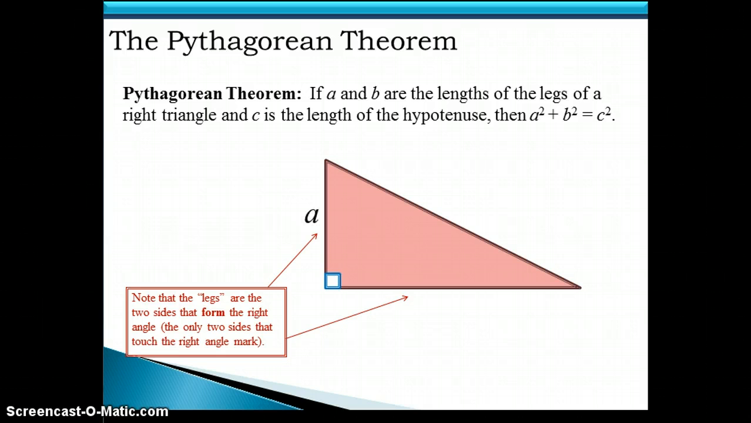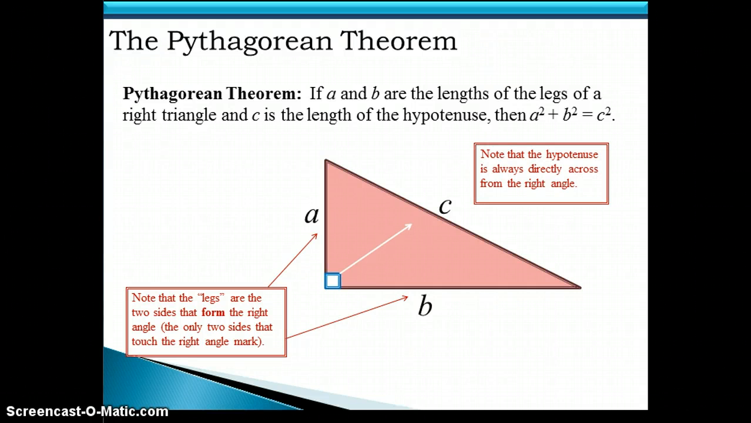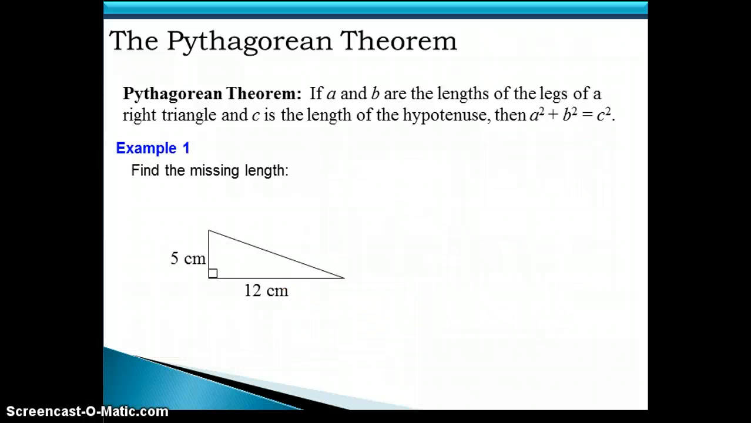So we could call the length of one of those legs A and the length of the other leg B. That makes our third side the hypotenuse, which we label as C. Note that the hypotenuse is easy to identify by noticing that it will always be directly across from the right angle. So let's see how we can apply this theorem.